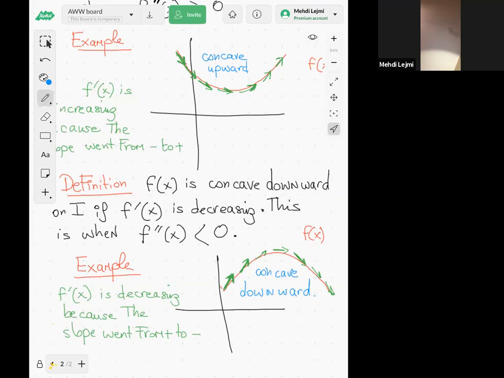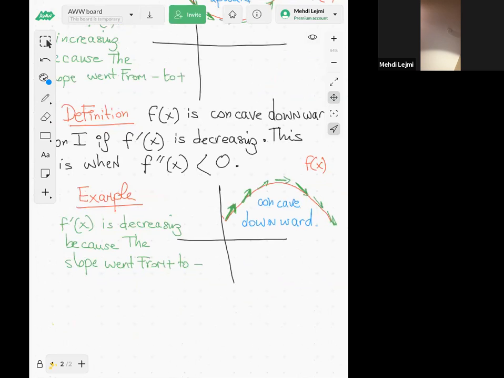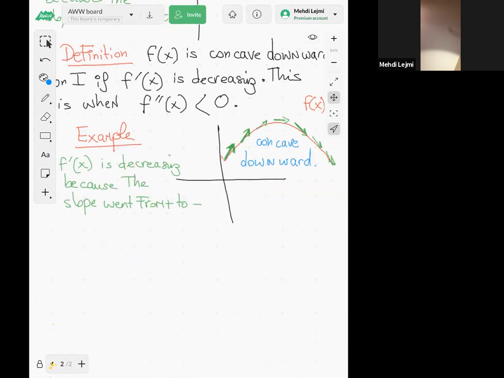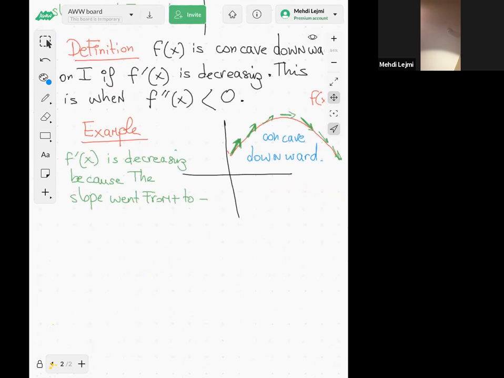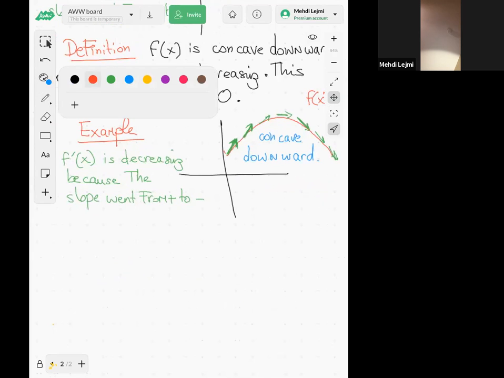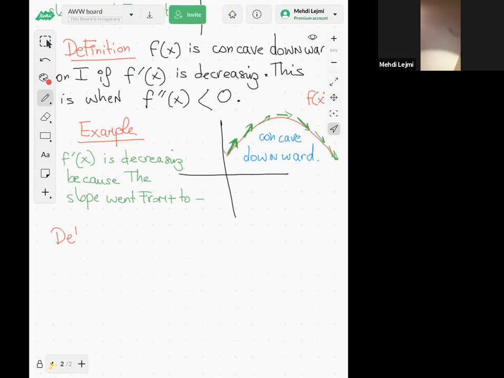Right. Now, if you have a graph where you go from concave, let's say upward, to concave downward, then the connection point is actually called the inflection point. So the point where a curve changes its direction of concavity is called an inflection point. So let me write down the definition of the inflection point. That's where you go from concave upward to concave downward, or concave downward to concave upward.